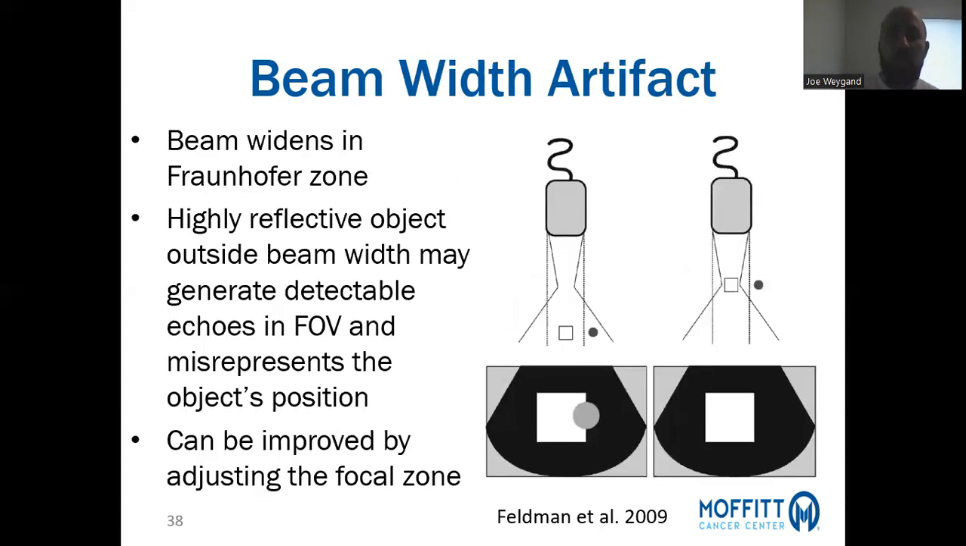So the first artifact that we're going to discuss is the beam width artifact. Remember, the beam widens in the Fraunhofer zone, and this is when a highly reflective object is outside the normal field of view, but is in the beam width in the Fraunhofer zone. The lateral position of this object could be misrepresented. This is particularly the case when it is overlapping an anechoic structure within the field of view. And this artifact can be mitigated by adjusting the focal zone so that that highly reflective surface is at the focal distance.